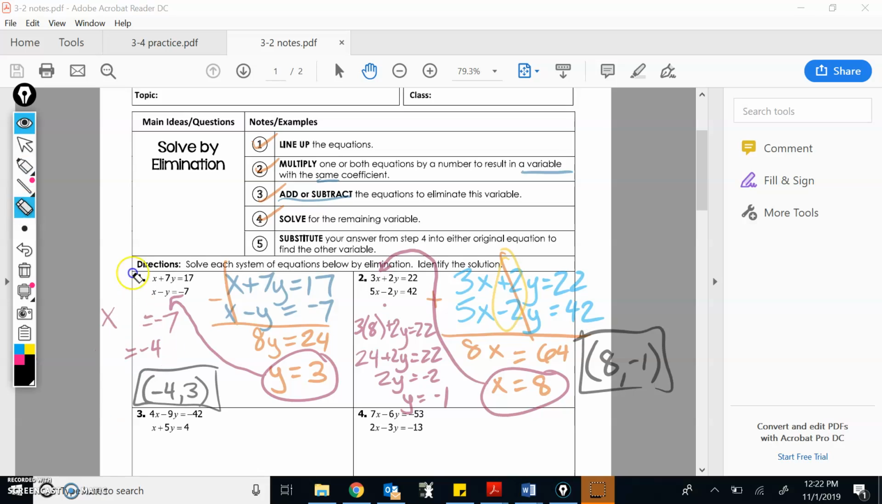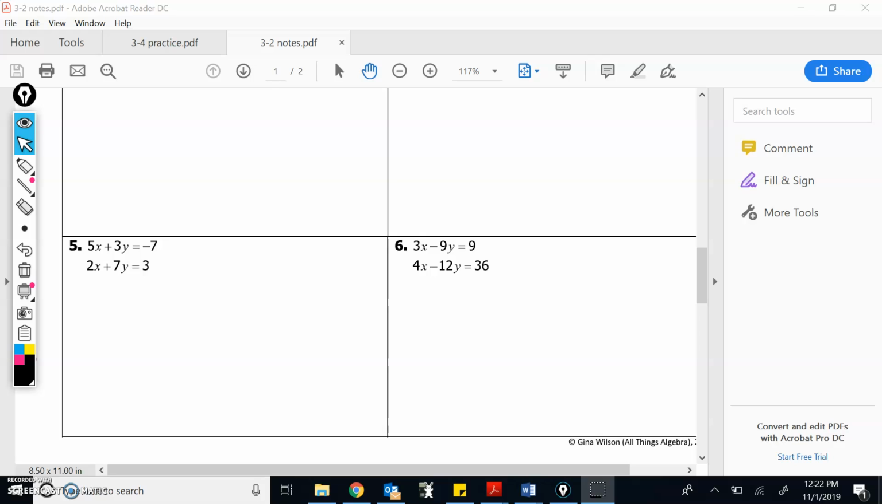Let's go on to another one that's a little more challenging or that has a special case. Number 5. They're already in standard form. That's great. So check that off the list. Next, they both don't have a coefficient. So the x's aren't the same, the y's aren't the same. Pick one of them to make the same. I'm going to make my x's the same. In order to make my x's the same, I'm going to do some multiplication. I'm going to multiply this whole top equation by 2 and the whole bottom equation by 5.